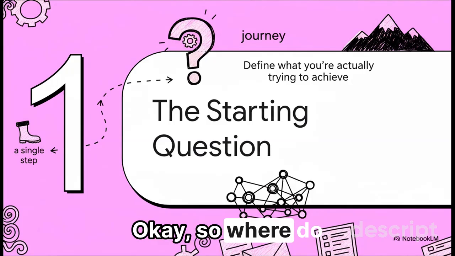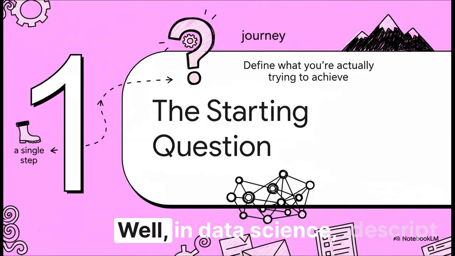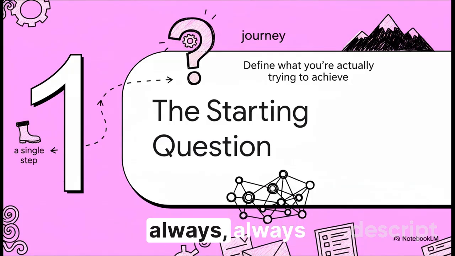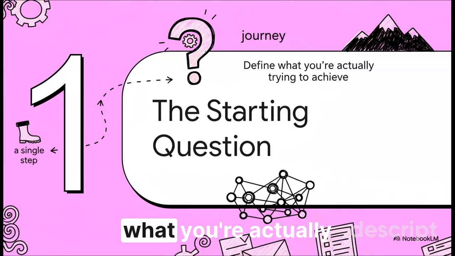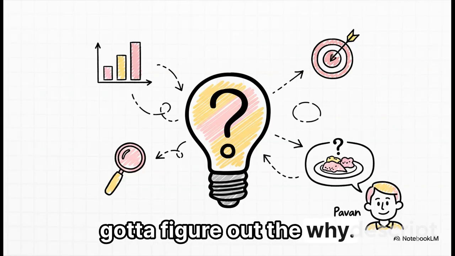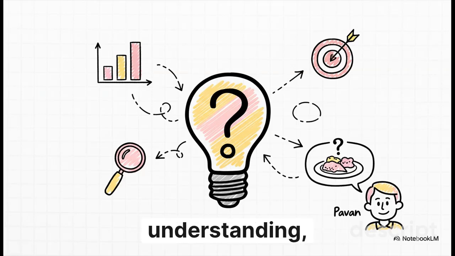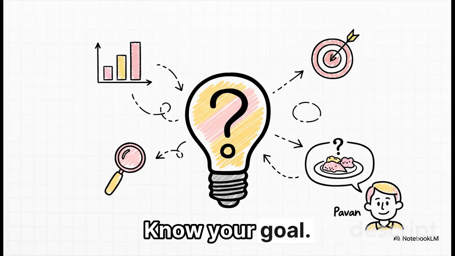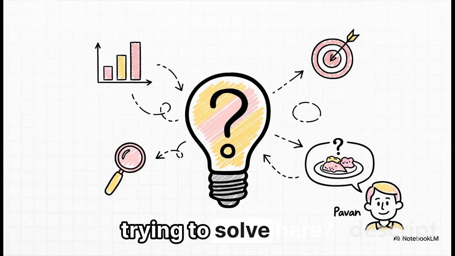Okay, so where do you even start with something like this? Well, in data science, the first step is always about nailing down what you're actually trying to achieve. Before you even dream of touching a line of code or looking at a spreadsheet, you've got to figure out the why. This stage has a name, business understanding. And it's really just a straightforward idea. Know your goal. What's the real problem we're trying to solve here?